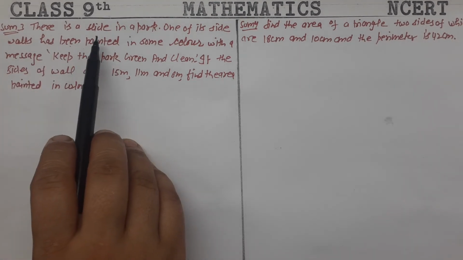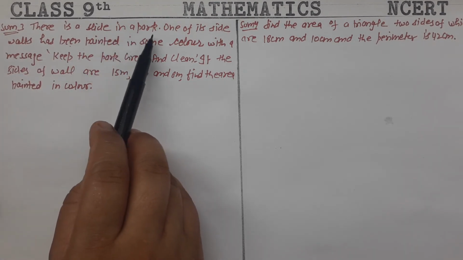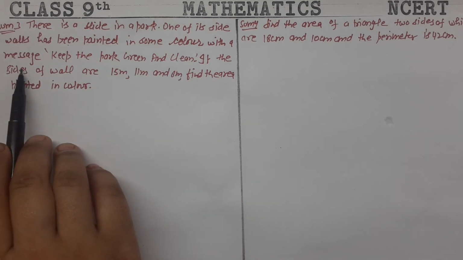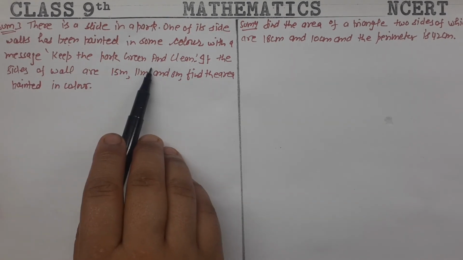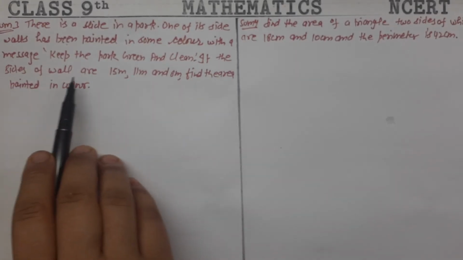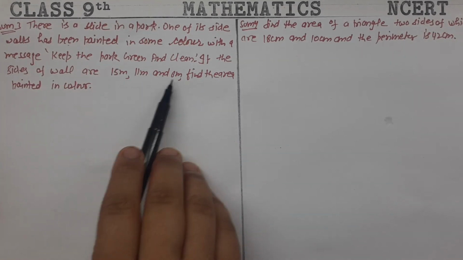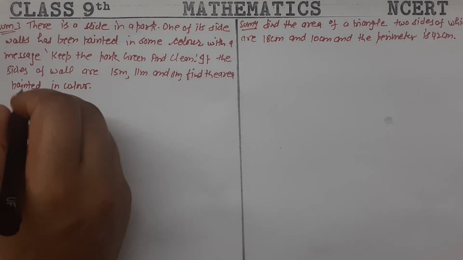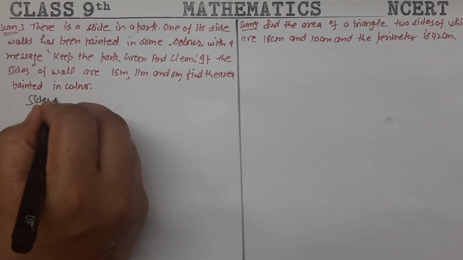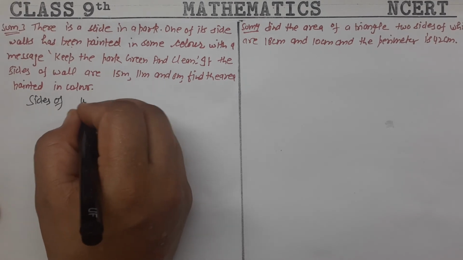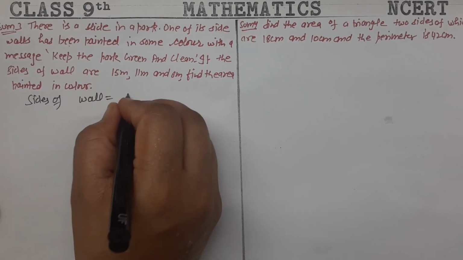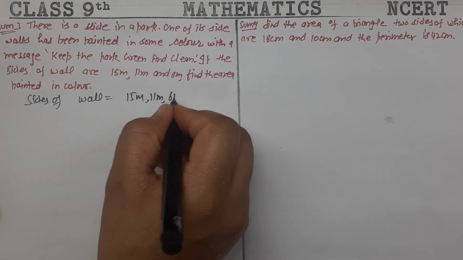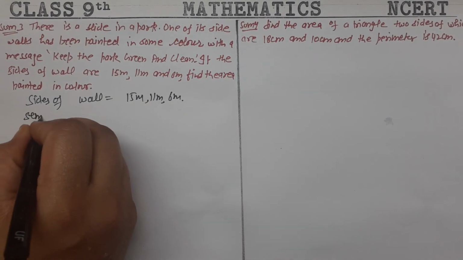Now the next question, sum number 3. There is a slide in a park. One of its side walls has been painted in some color with the message, keep the park clean and green. If the sides of the walls are 15, 11 and 6 meter, find the area painted in color. Sides of wall: 15 meter, 11 meter, 6 meter.